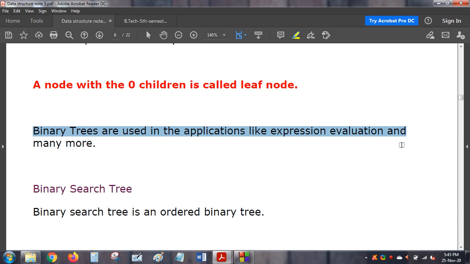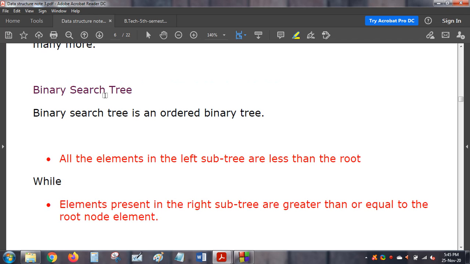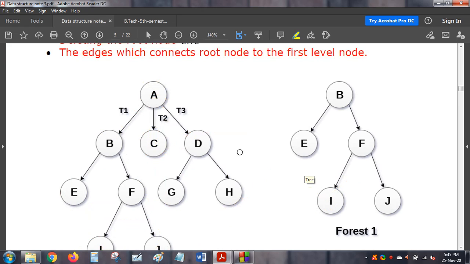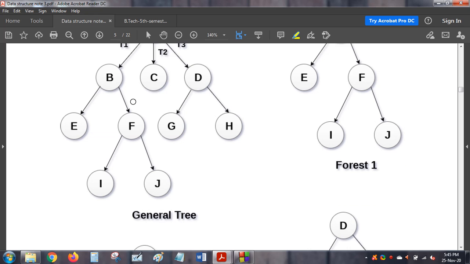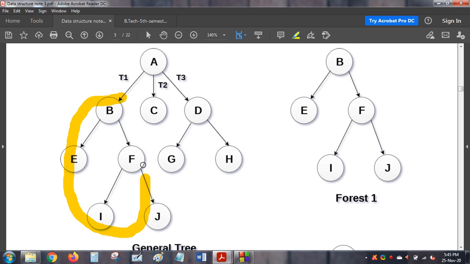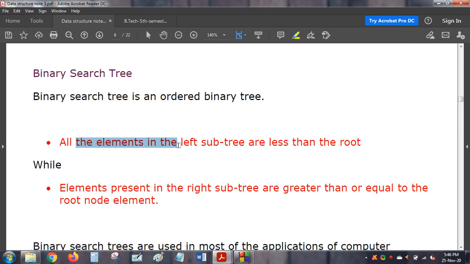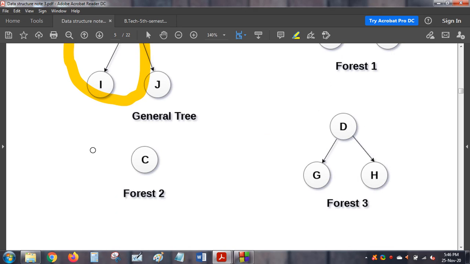Now what is a binary search tree? A binary search tree is an ordered binary tree. All the elements in the left subtree are less than the root. Please remember this, it is important. So if this is a tree, then on the left side all the elements are less than my root. This is what we say, and we have mentioned over here: all the elements in the left subtree are less than the root. Which is my root? A is my root.